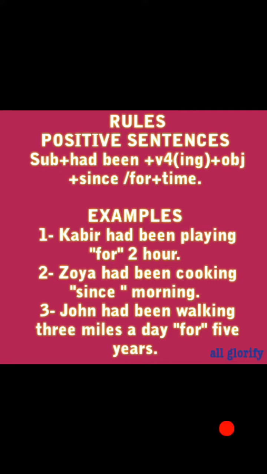The rules of positive sentences of past perfect continuous tense. So the examples of positive sentences are: Kabir had been playing for 2 hours. Zoya had been cooking since morning. John had been walking 3 miles a day for 5 years. Here we use since and for accordingly, means we use for for a period or duration of time, and we use since for a point of time. I hope now you understand.